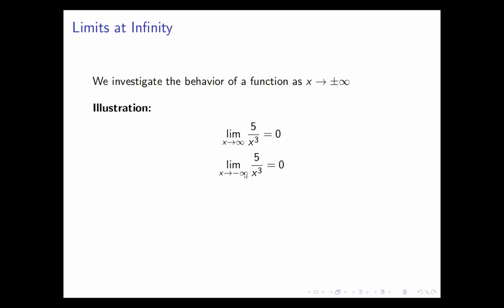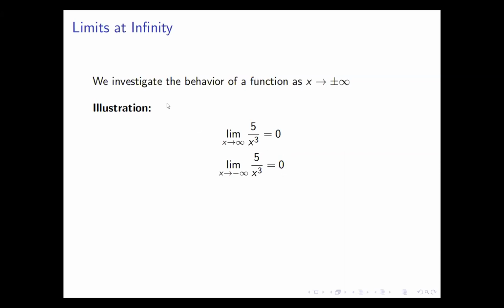So take, for instance, negative 100. If you plug in negative 100 and cube it, that will become negative 1 million. 5 divided by negative 1 million is like negative 0.000005. And if you do it for x equals negative 1,000, then it becomes a very, very small negative, so that in the limit, it's still 0.